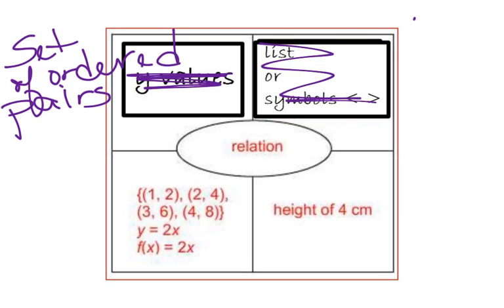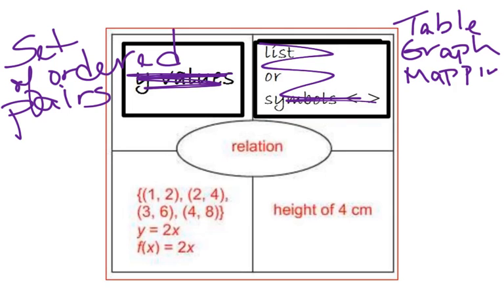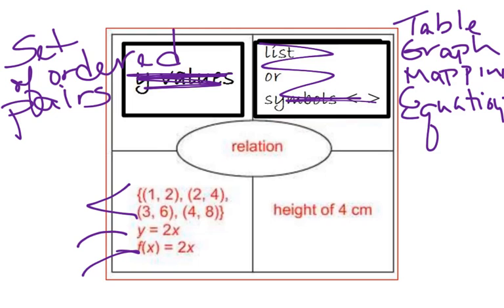For the characteristics, it can be given to you as a table, as a graph, as a mapping, or as an equation. Sorry about the writing. A table, a graph, a mapping, or equation. So examples: this would be a set of ordered pairs. This would be an equation, and this would also be considered an equation. It's just written in function notation.